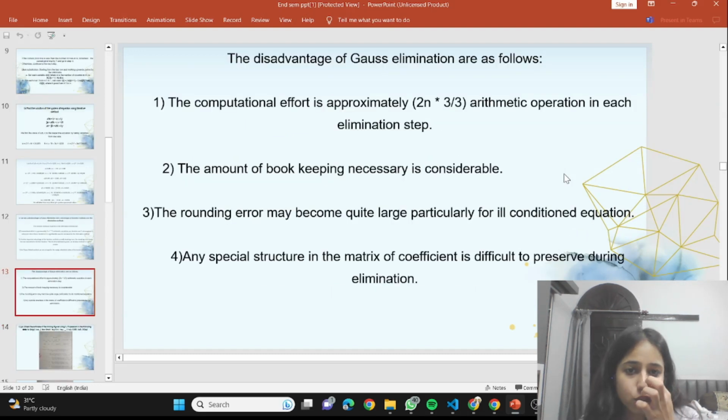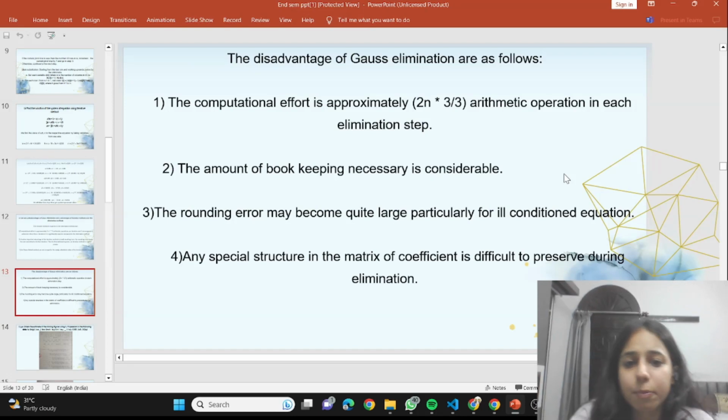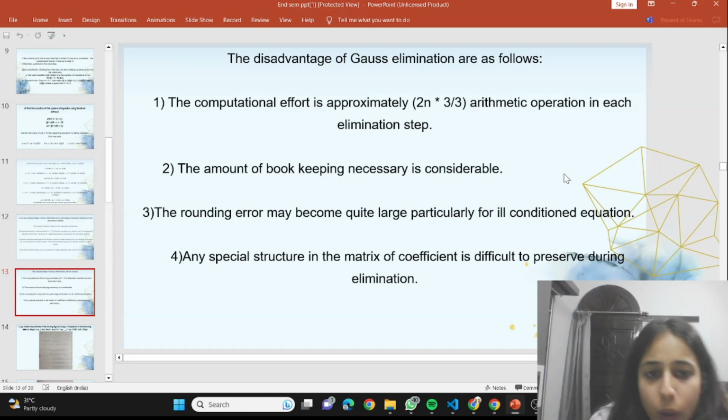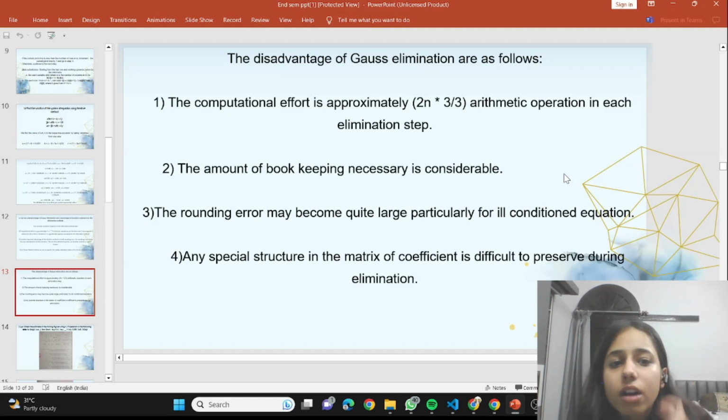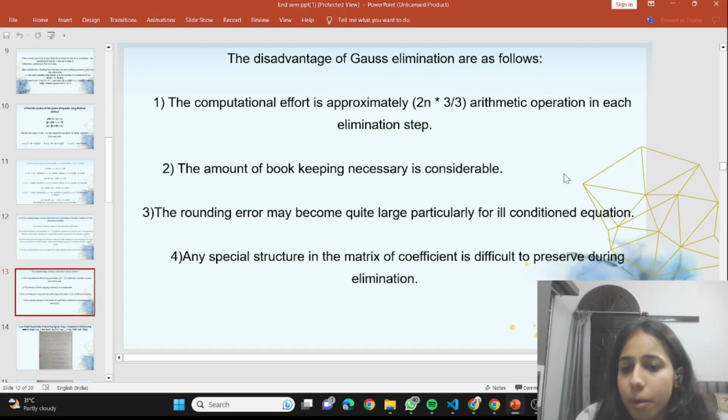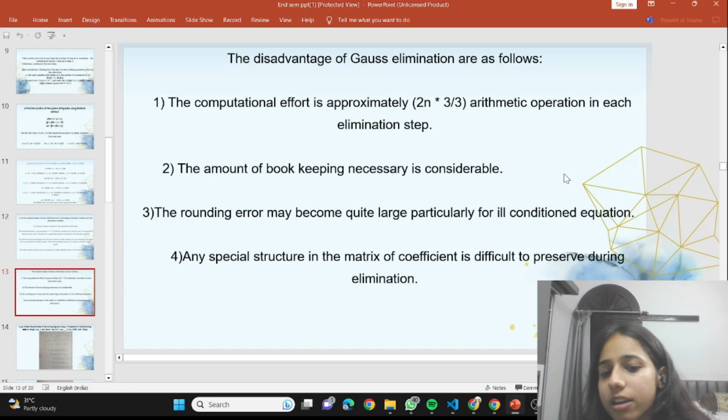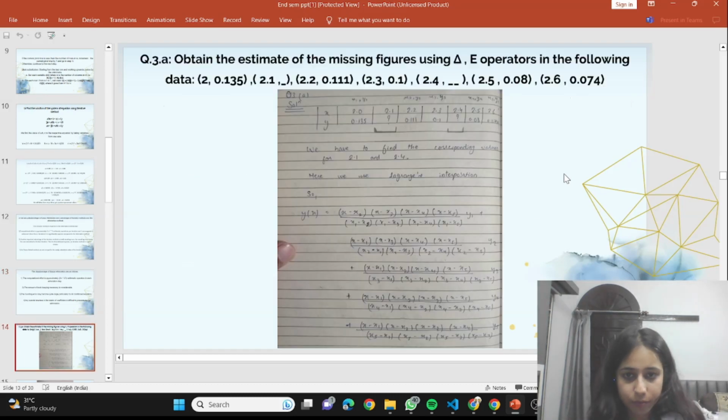The disadvantages of Gauss elimination are as follows. First, the computational effort is approximately 2n cubed by 3 arithmetic operations in each elimination step. Second, the amount of bookkeeping necessary is considerable. Third, the rounding error may become quite large, particularly for ill-conditioned equations. And fourth, any special structure in the matrix of coefficients is difficult to preserve during elimination.